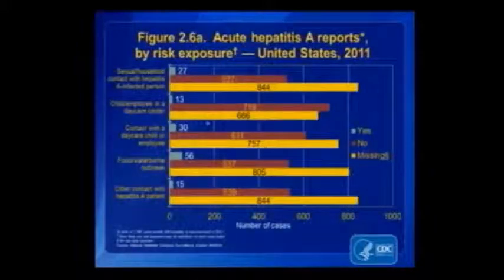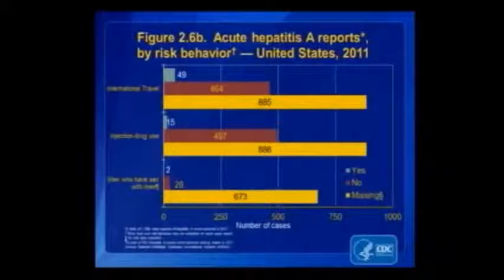So here's a breakdown of that data for each of those risk exposures. As you can see, out of a total of, I can't remember, 1,398 cases, 27 reported contact with a household contact or had a close contact with an infected person. 13 were in child or daycare. 30 had contact with a daycare or child employee. 56 were due to a food or waterborne outbreak, and then 15 had other contact with the hepatitis A patient. As you can see, there's a lot of missing data in there, so it's really important that we try to collect that. I know a lot of times it's difficult to collect that information with those patients, but it's really hard to draw any kind of conclusions from this information, except that we have a lot of missing data.